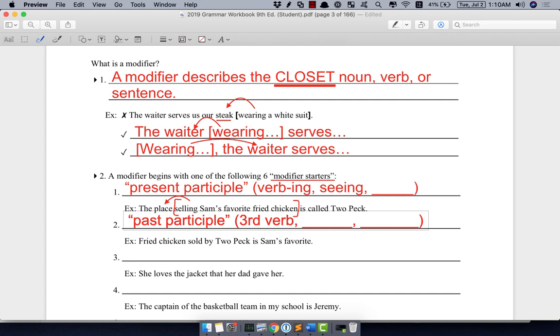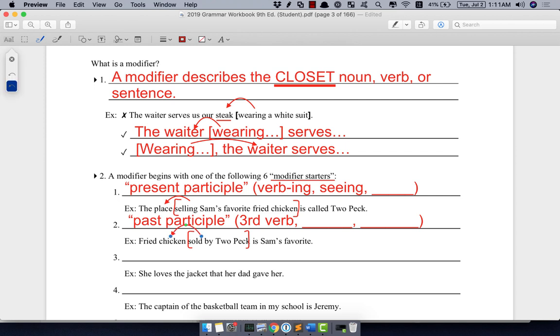Or in this sentence here, fried chicken sold by Tupac is Sam's favorite. Where is the past participle in this sentence? It is the word sold. So sold what? Sold by whom? This is sold by Tupac. So sold by Tupac, this whole phrase here, is the modifier. So bracket that. And what does sold by Tupac describe? It describes the fried chicken. So draw an arrow from here to the word chicken.